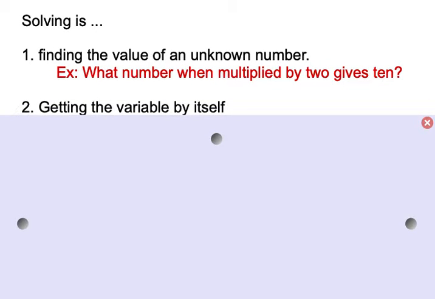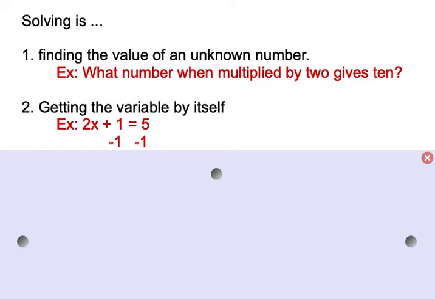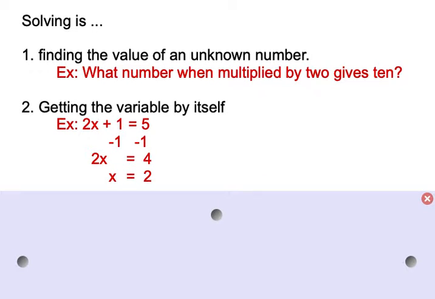You can also think of solving as getting the variable by itself. These are just different ways of looking at doing the same thing. For example, if we have 2 times a number plus 1 is 5, we can do things to make it so that that variable gets by itself. For example, subtracting 1, that'll make the 1 minus 1 become 0. And we're left with just 2x on one side. And then we can get rid of the 2 by turning it into a 1. 2 divided by 2 is 1, so we divide both sides by 2. And we can get to the answer. So, solving is getting the variable by itself.